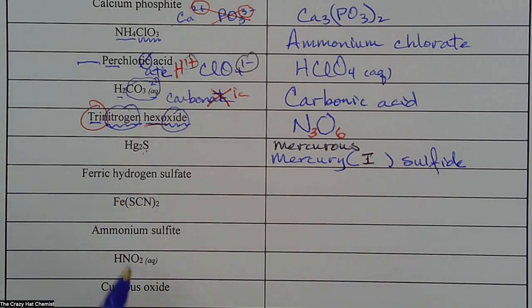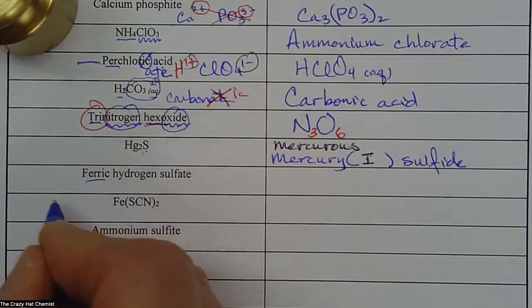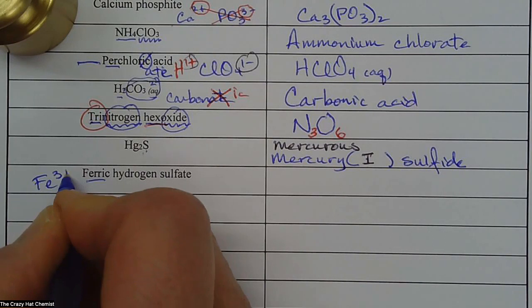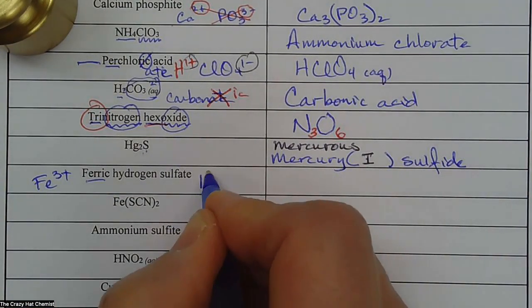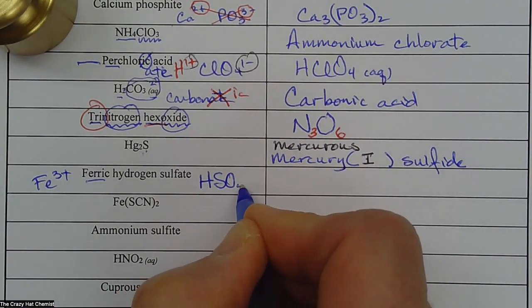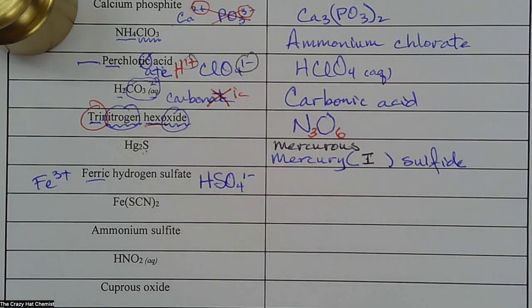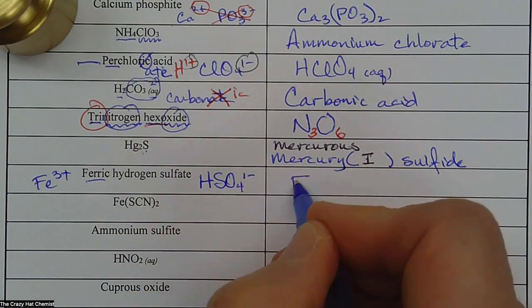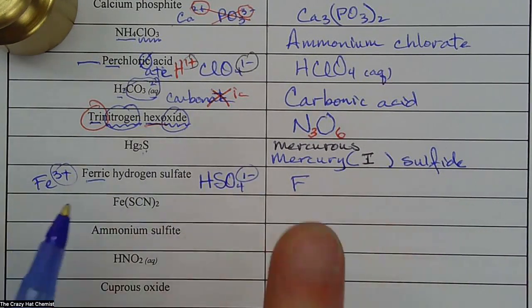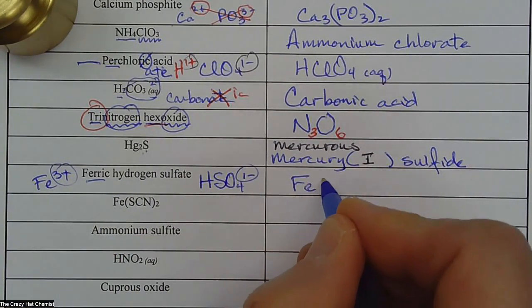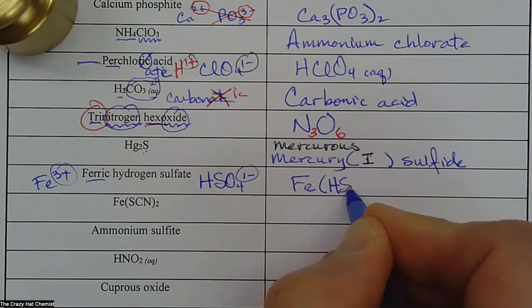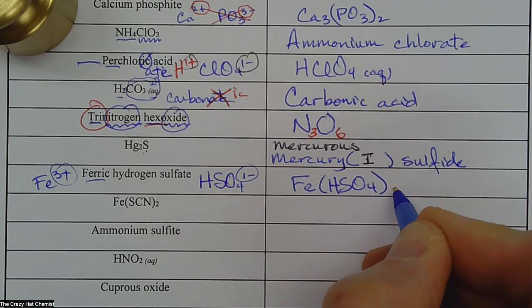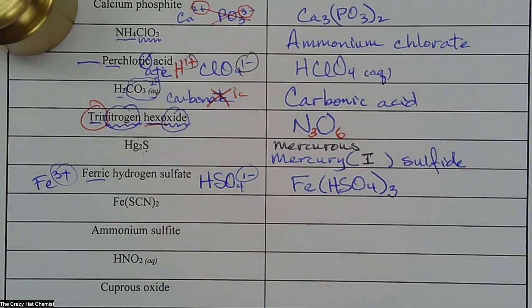The next one is ferric, and that is Fe3+, and then hydrogen sulfate, that is HSO4 with a 1 minus. Okay, and so that's going to be absolute value of the numbers. Flip them, bring them down. So that's Fe(HSO4)3. That is going to be ferric hydrogen sulfate. Okay. So hopefully that is looking good for you.